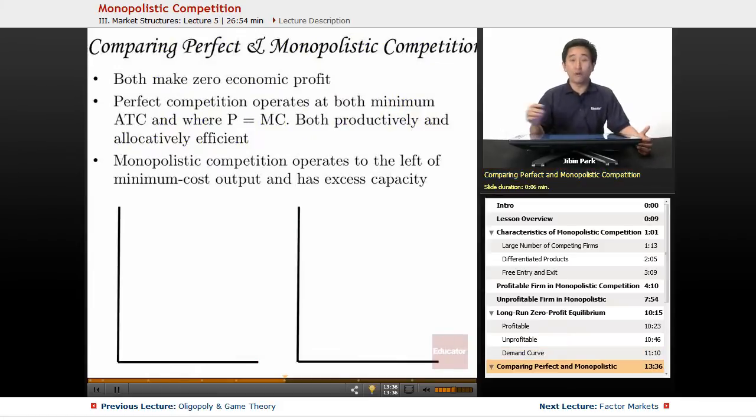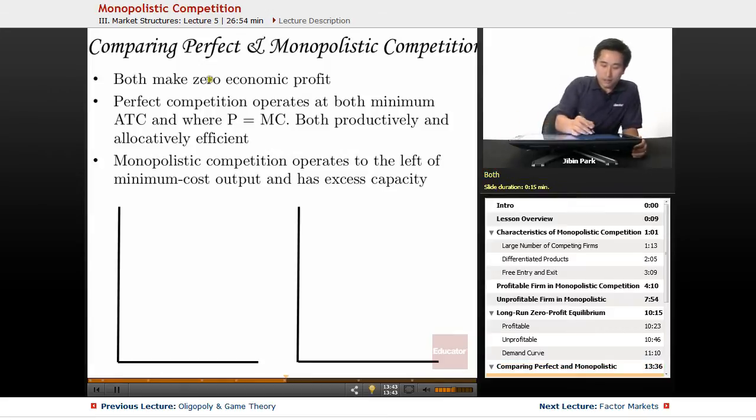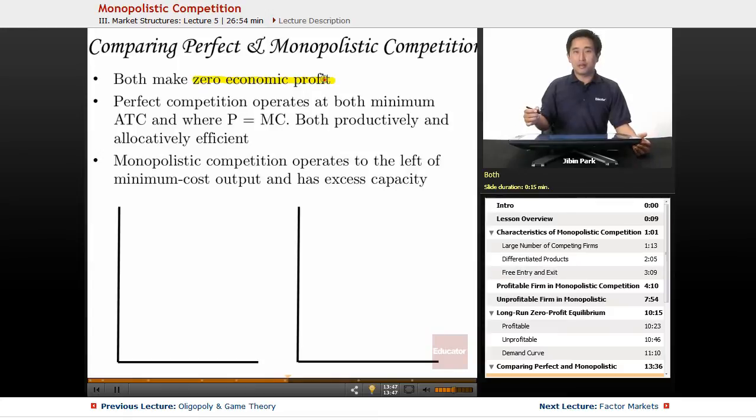So let's compare perfect versus monopolistic competition. How that actually would look here. What are some commonalities here? Well, both make zero economic profit. So that's something that is very similar. There's no economic profit to be made. So there is accounting profit, but there is no profit beyond the opportunity cost.